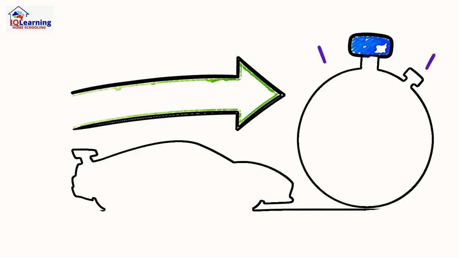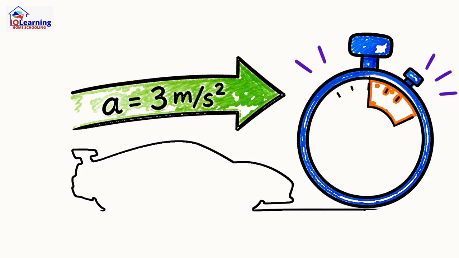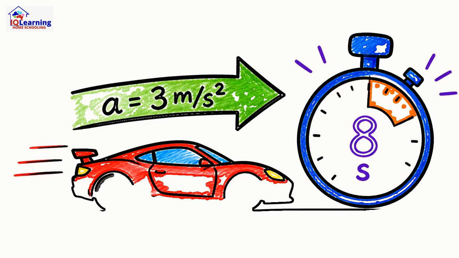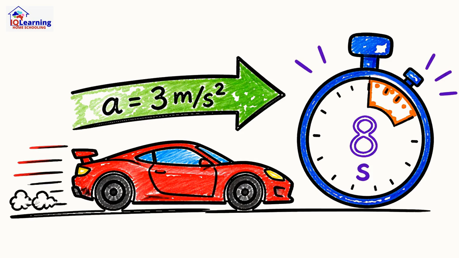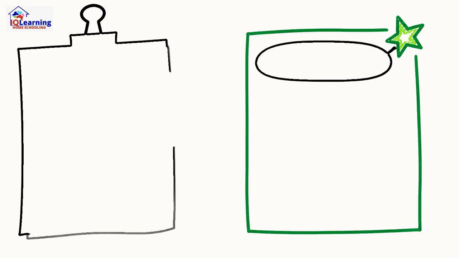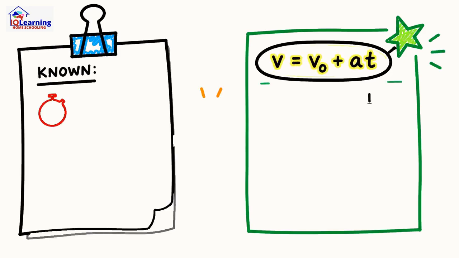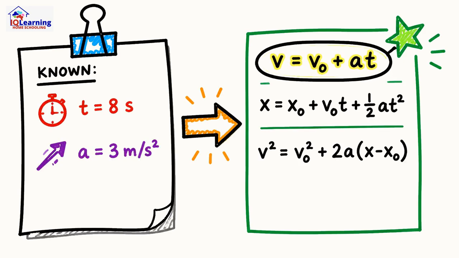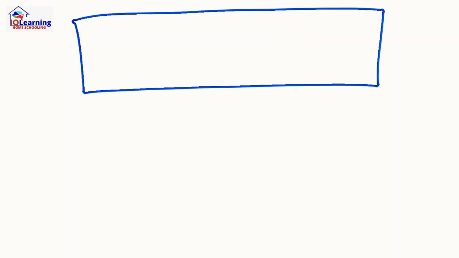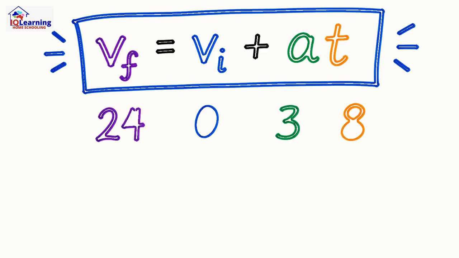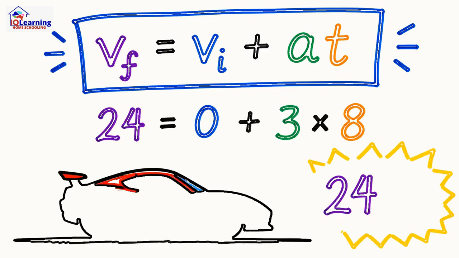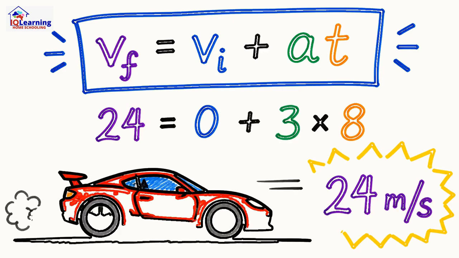Let's take that car. It starts from rest and accelerates at a constant 3 meters per second squared. How fast is it going after 8 seconds? We know the initial velocity is 0. We have the acceleration, and we have the time. We pick the equation that links these. Final velocity equals initial velocity plus acceleration times time. Plugging in the numbers, we find the car reaches 24 meters per second.